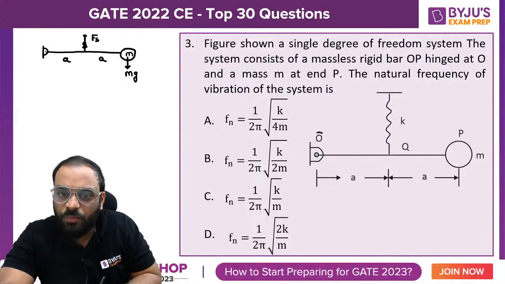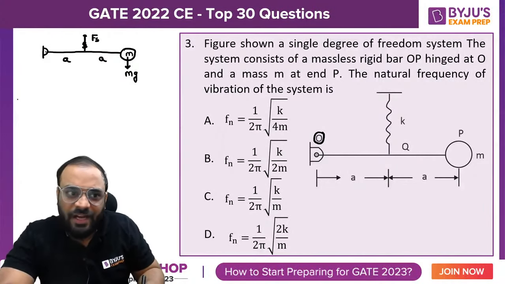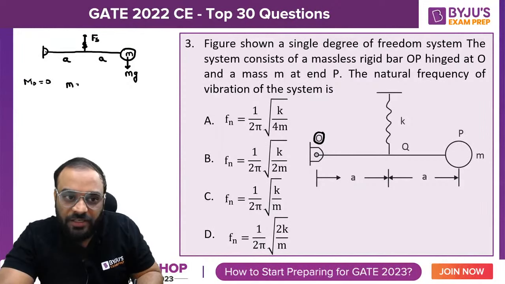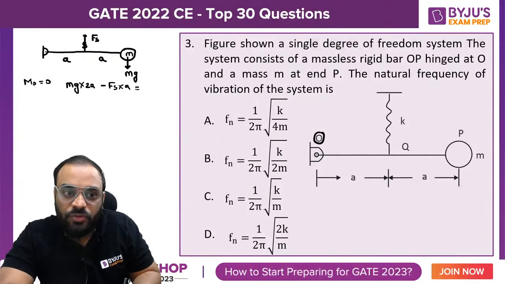We know that this O point is the hinge. So can I say that the moment at point O should be equal to 0, correct? So we can write here, guys, mg into 2a minus Fs into a, and it should be equal to 0. So what is the value of Fs? Fs is equal to twice of mg. This is one of the things, guys, which we need to find.